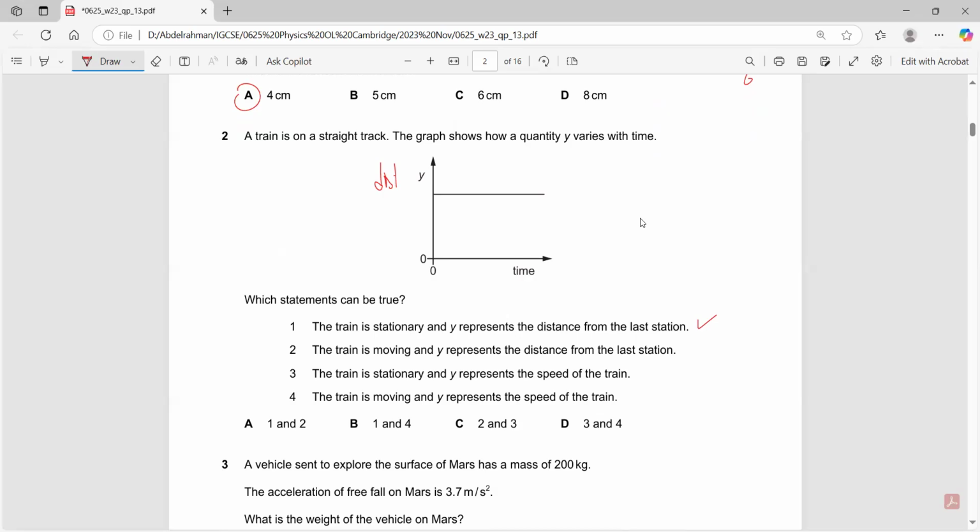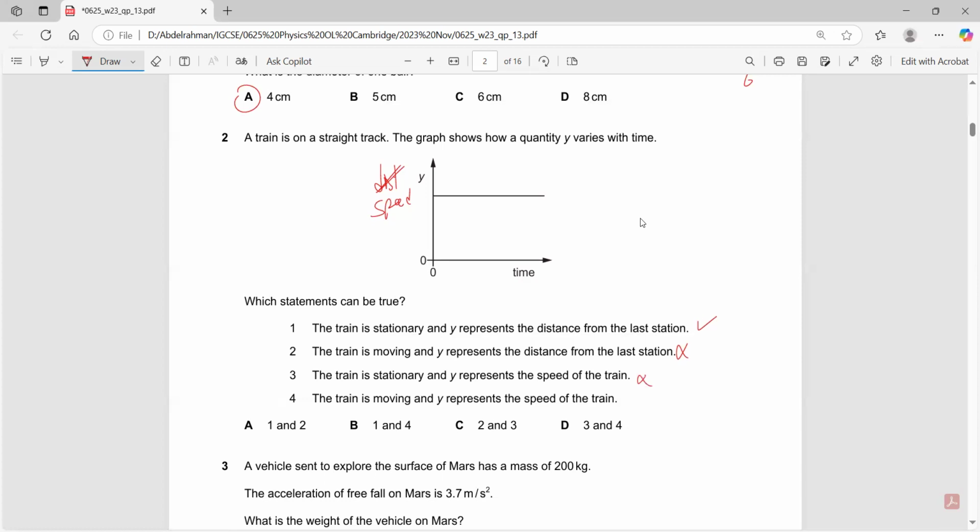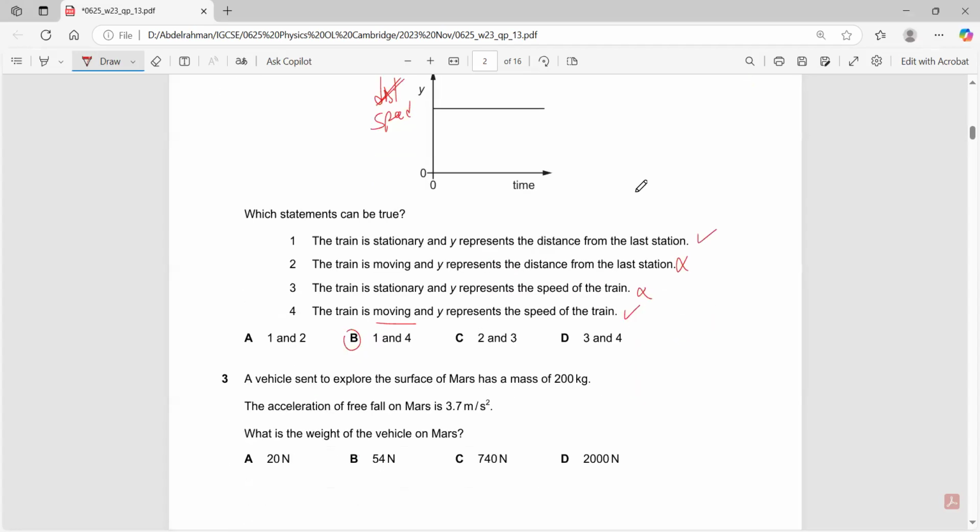The train is moving and y represents the distance. So if this is a distance-time graph, is this a moving object? No, it's not a moving object. So this is wrong. The train is stationary and y represents the speed of the train. So instead of writing down distance, we wrote down speed. Speed-time graph, would this represent a stationary object? No, it would represent an object moving with a constant speed. It's moving, yes, with a constant speed. So only 1 and 4 are correct.